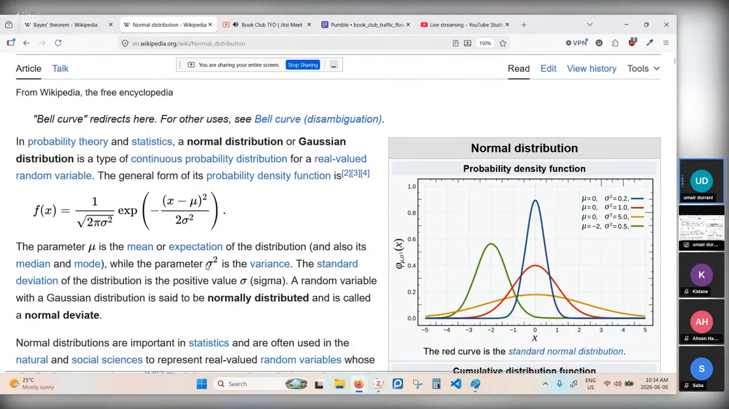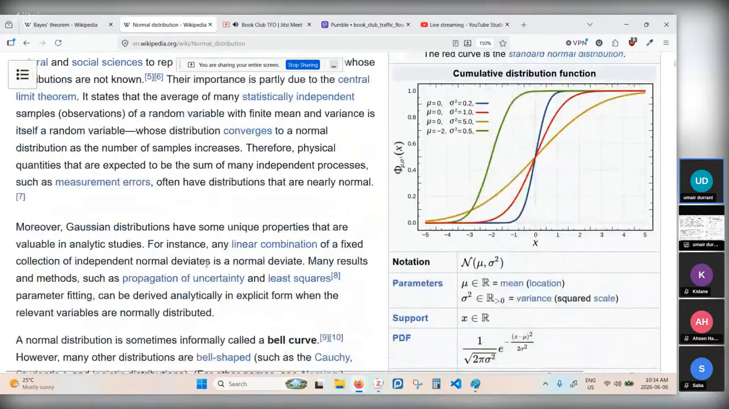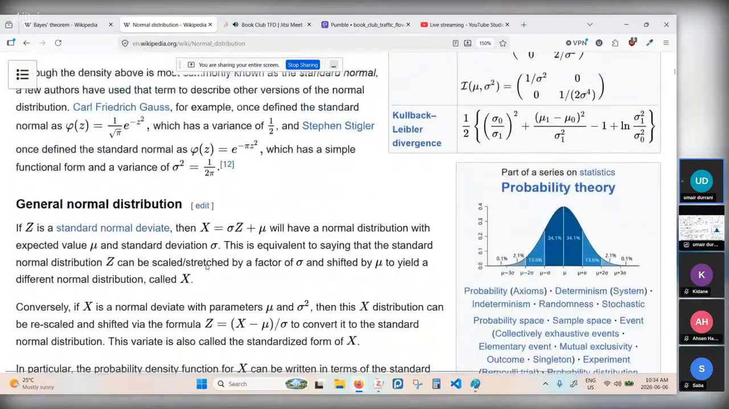So the advantage of standardizing any normal distribution is that the mean value will always be 0 and standard deviation will always be 1. Then those calculations become easy.